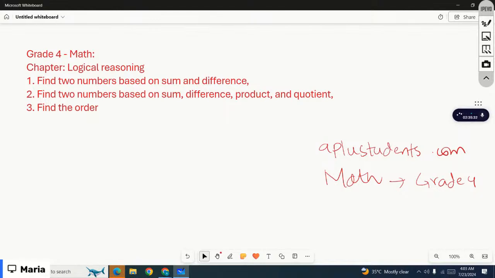There you can find a list of the chapters. We're going to start with the chapter logical reasoning. The lessons we're going to cover today are find two numbers based on sums and differences, find two numbers based on sum, difference, product, and quotient, and find the order. So please make sure you have your notebook and pencil so that you can note down the important examples and definitions as well.